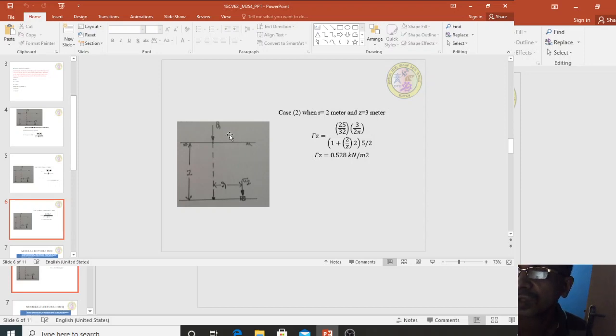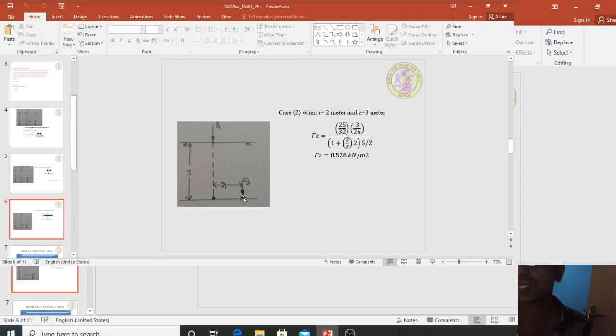So if I draw a circle, this entire thing is called the radius of the circle, which has a radius length of 2 meter. Not at the surface, but at a depth z of 3 meter, we want to calculate the value of sigma z. That is symbolically represented as sigma z at this point.